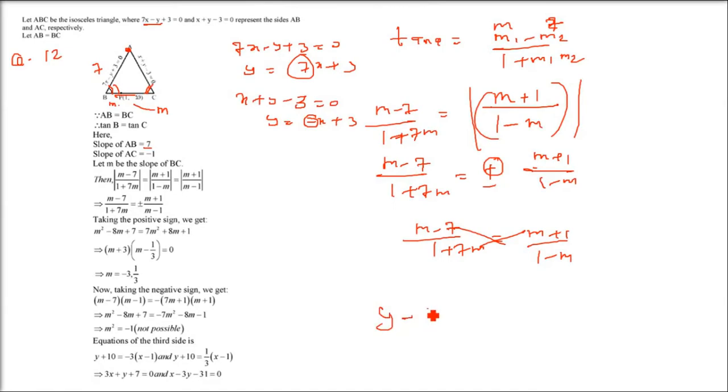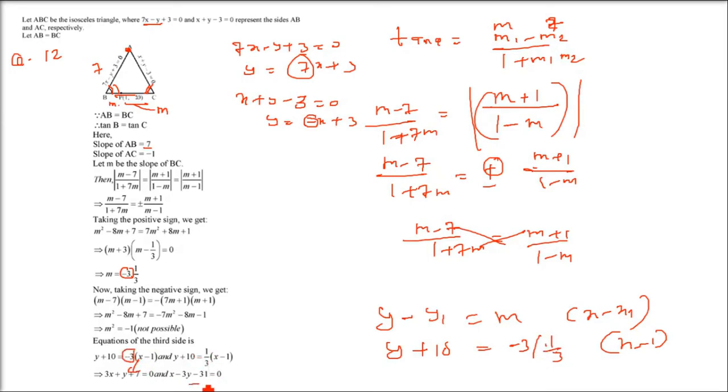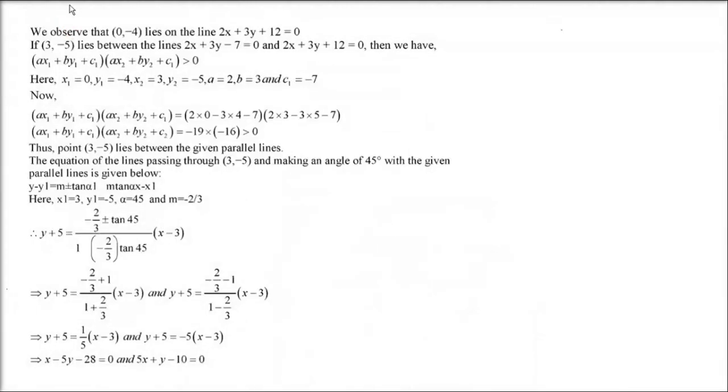Now what is the equation? The equation of BC is y minus y1 equals m times (x minus x1). And we know it is passing through 1 and minus 10, so x1 is 1, y1 is minus 10. So y minus y1, that is y minus of minus 10, y plus 10, equals m times (x minus 1). And what is m here? One time you are going to take minus 3, the other time you are going to take 1 by 3. So with minus 3 you are going to get one equation, with 1 by 3 you are going to get another equation. So these are the two equations you are going to get.